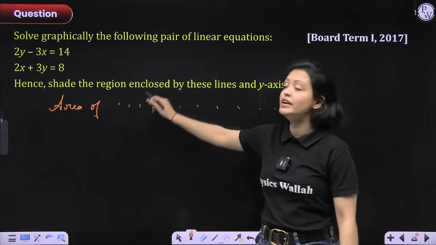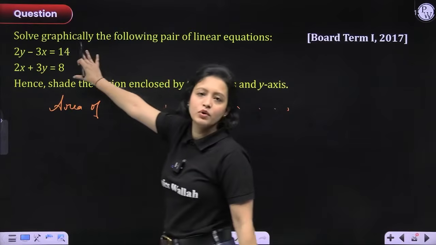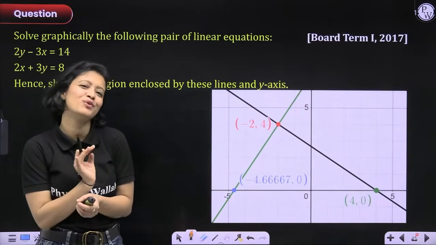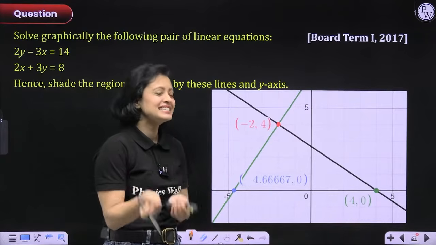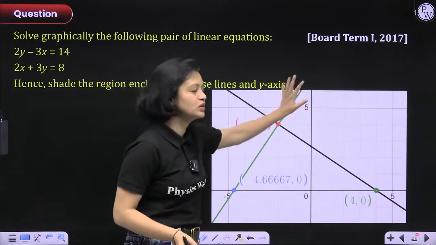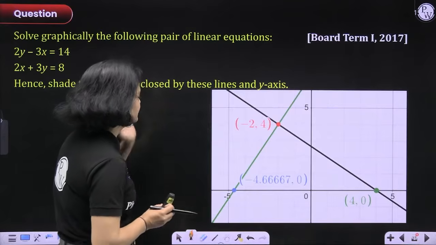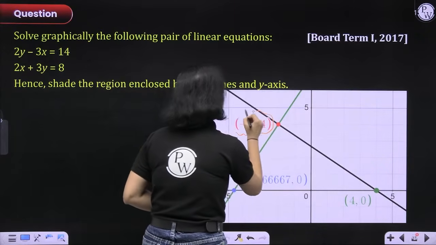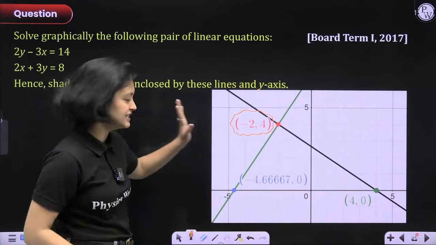So how will we do that? First of all, you will plot both the lines. Now, good for us, I have done the plotting. But you will have to do your plotting yourself, guys. Please practice it. So here are both the lines. Now the intersection point is quite easy to see. Okay, -2, 4. This you can find easily.